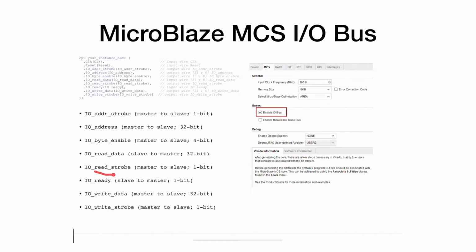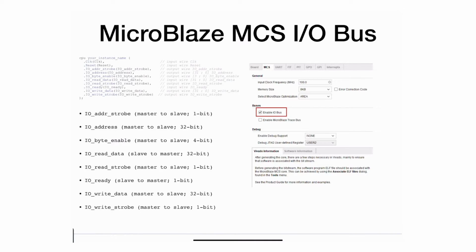And then we have a read strobe. The read strobe is related to the read signal. It goes from master to slave. When the processor issues it, it indicates that it wants to read something from the I/O cores. Then we have I/O ready, which comes from the I/O core, the slave, to the master. This just tells the processor that the I/O core has finished what you requested, whether it's a read or write. So the processor knows that the I/O core is done.